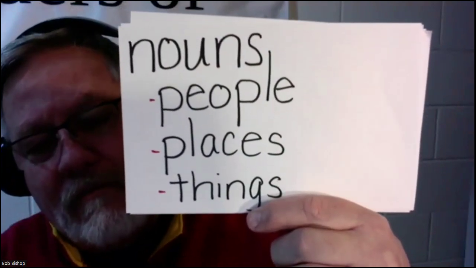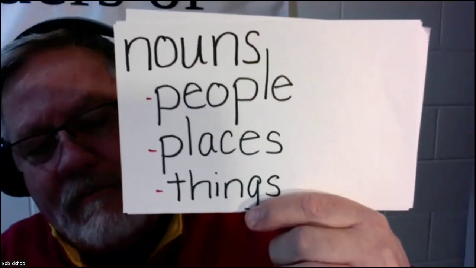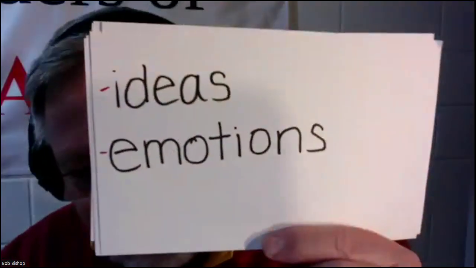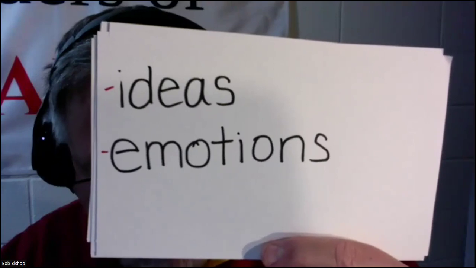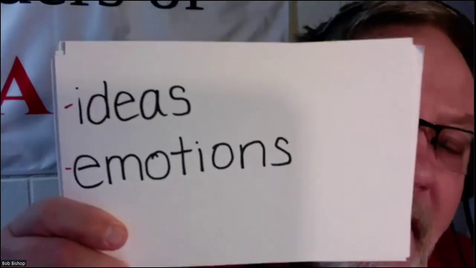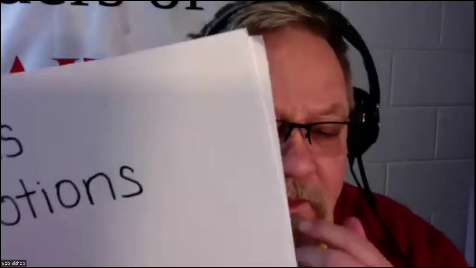Nouns: people, places, things, ideas, and emotions. We've already talked about these before. Okay. Things, ideas, and emotions.